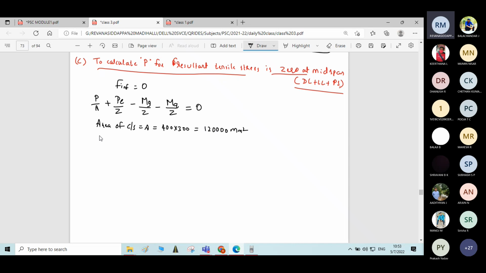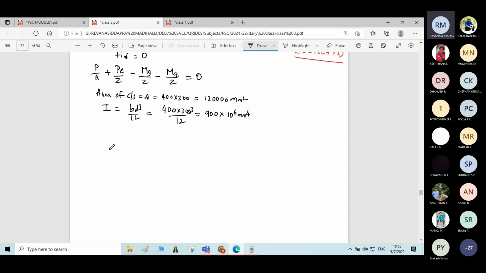Then Z you can calculate. Before that, calculate the moment of inertia, bd cube by 12. That is 400 into 300 cube divided by 12. If you calculate, you will get 900 into 10 power 6 mm4. Please cross check the answer. If you get any different answer, let me know, we'll correct it. Z is equal to I by Y.